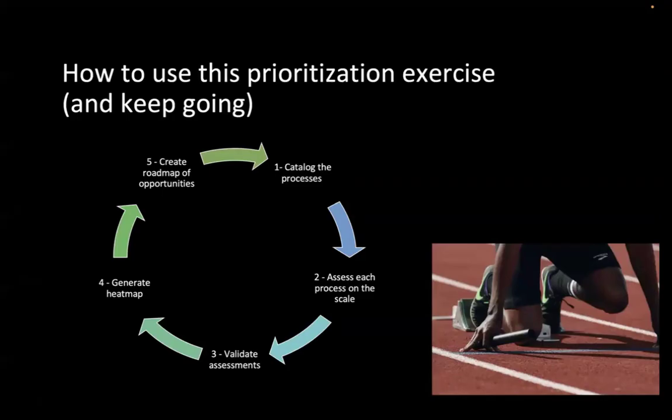Step two is assessing each one of them on the same scale. Then we're looking into validating the assessments, ensuring input is accurate and aligns with stakeholder insights. Then we generate the heat map using the data to create a visual representation, and colorful at that, to have a best representation of the performance and pain points of specific processes. And then this informs the roadmap.